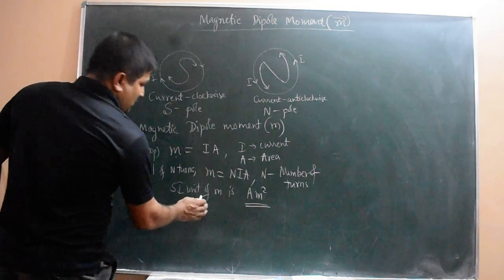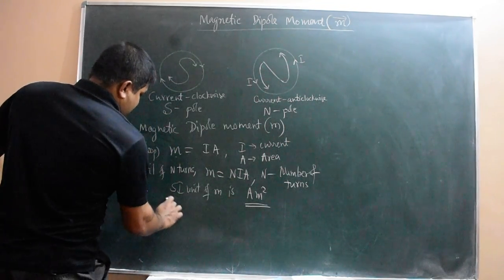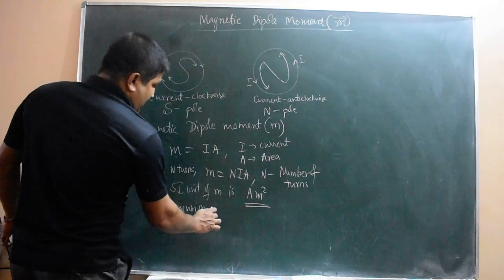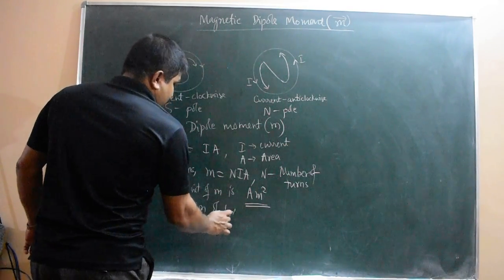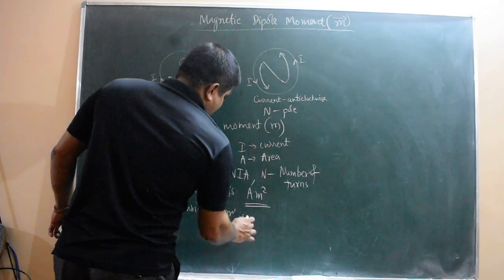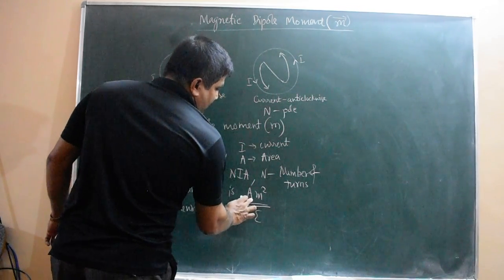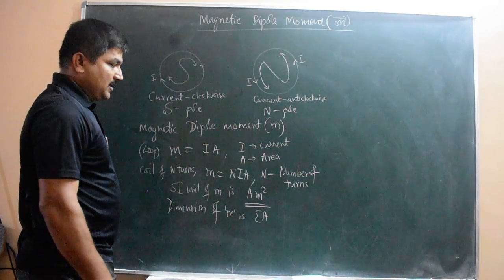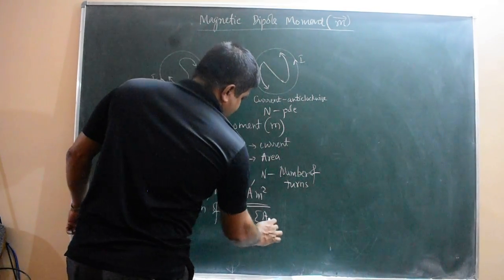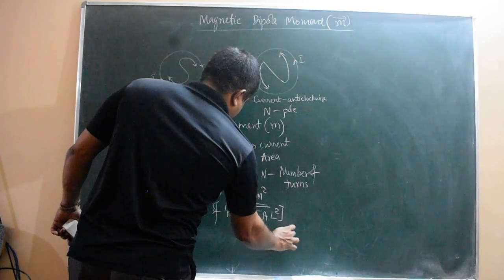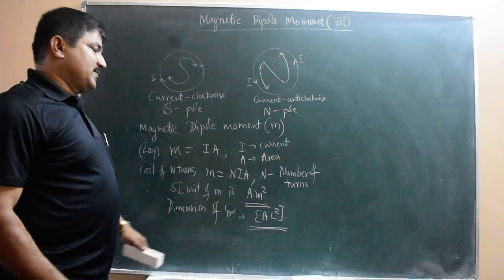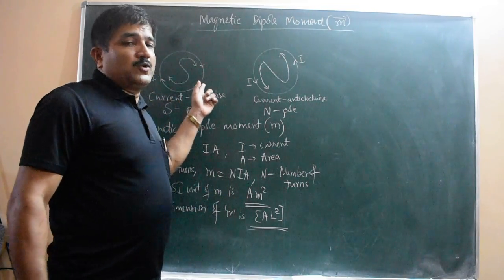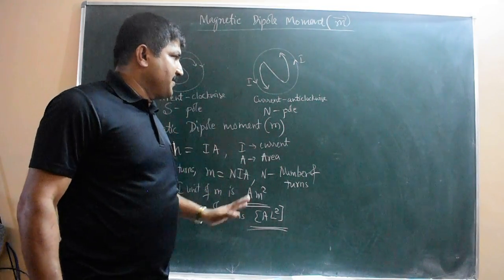Then the dimensional formula of the dipole moment M: what is the dimension of current? It is A only. Then area is L square. So A L square is the dimensional formula of the dipole moment.